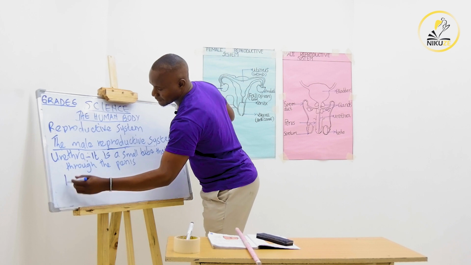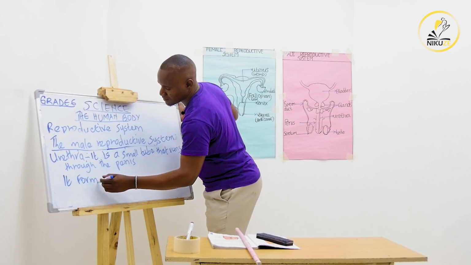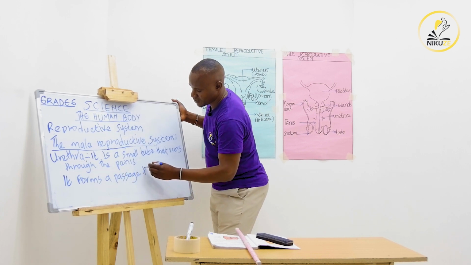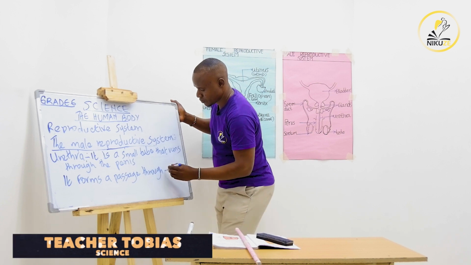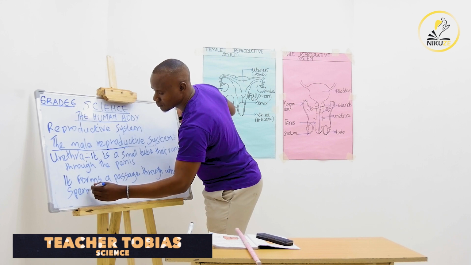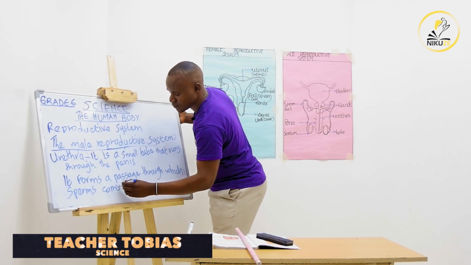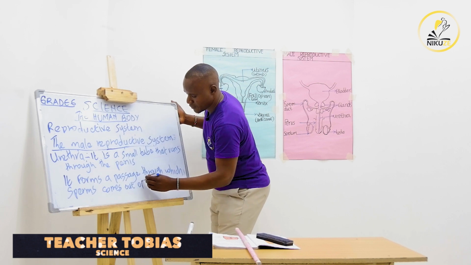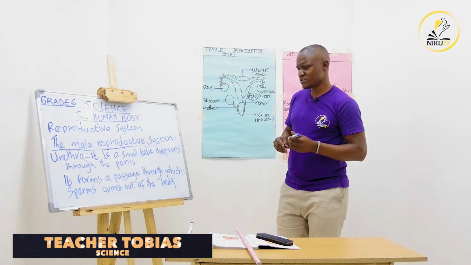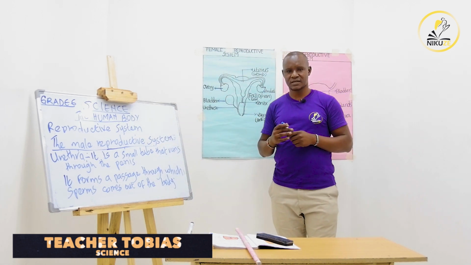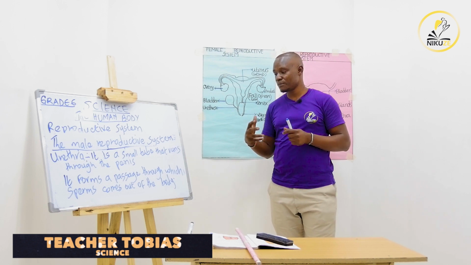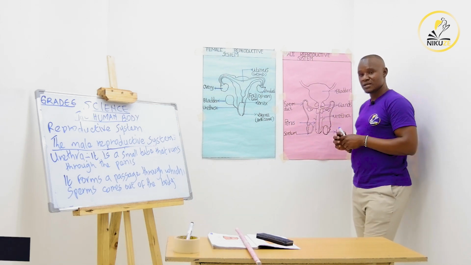It forms a passage through which sperms come out of the body. Now it is not only sperms that come out through this part. We also have got urine as a waste product. Now urine is also given out as a byproduct through this part, which is the urethra.